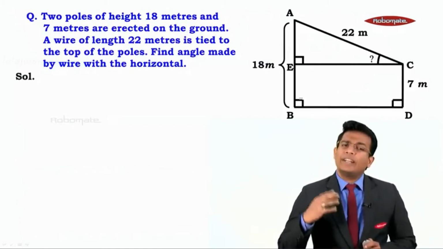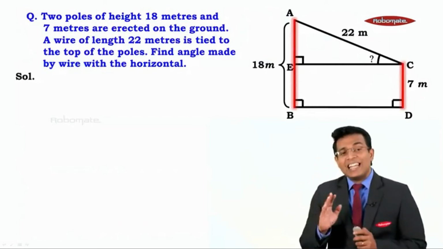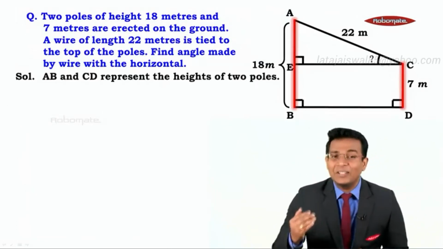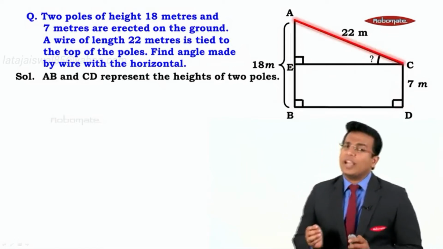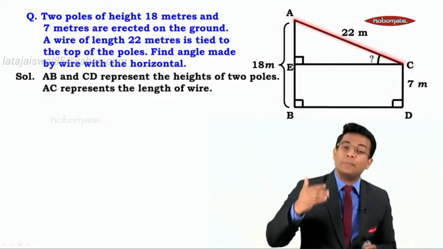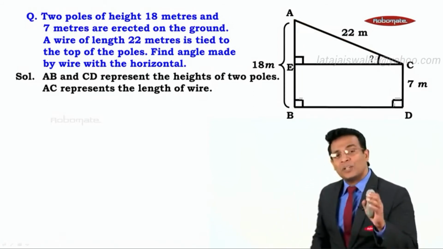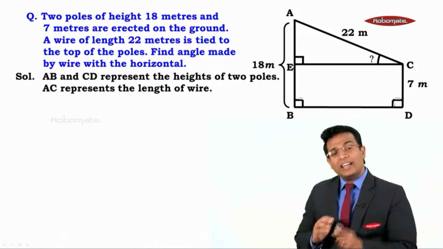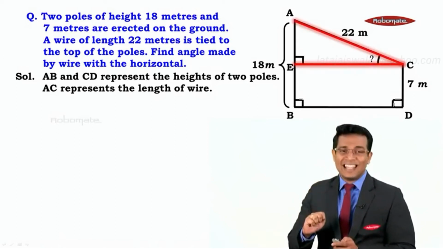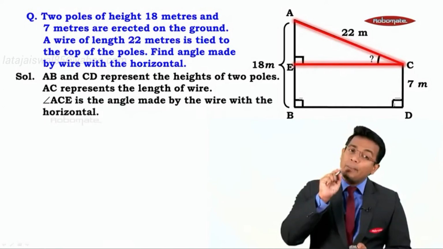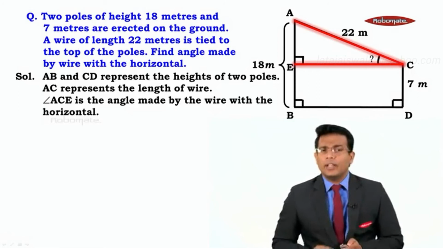We've drawn it. Now we need to write the description. Let's write the description now. If you look in the figure, AB and CD, these are the two poles. They are the heights of the two poles. So we write that. Next information we have is about AC. What is AC? AC represents the length of the wire. And we know the length of that wire is given to us as 22 meters. And we have to find the angle. What is the angle we need to find? That is angle ACE. And this is the angle made by the wire with the horizontal.